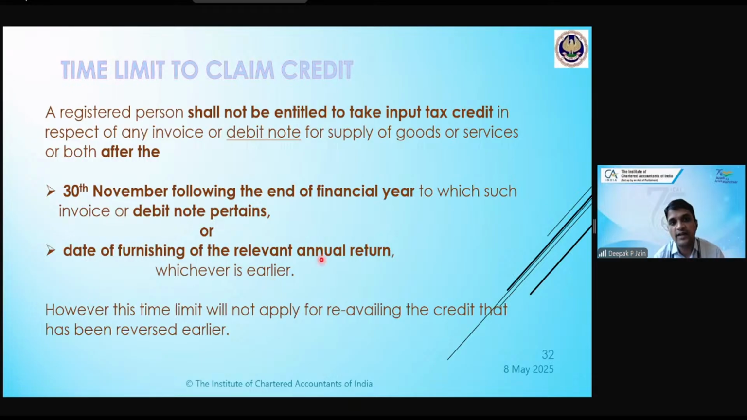One is availing and second is utilizing. So I said there is no time limit once you have the credit, then there is no time limit. But to get the credit, you have a time limit. That is called availing of the credit. Once you avail it, then you can utilize it at any point of time. But to avail the credit, you have a time limit.